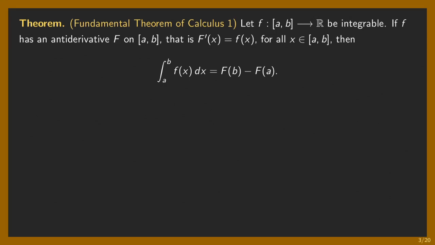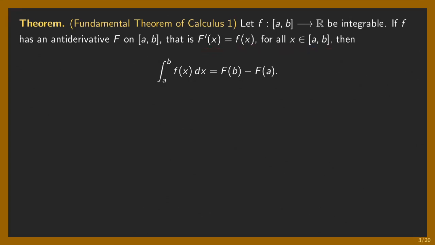It says that if you have an integrable function f on the closed interval [a, b], and if you know that this function f has some antiderivative big F. What do we mean by an antiderivative? It's a function whose derivative is little f. In elementary calculus, you have learned how to get antiderivatives, right? Being an antiderivative, we mean to say that the derivative of big F is the little f, and this equation holds for all x in the interval [a, b].